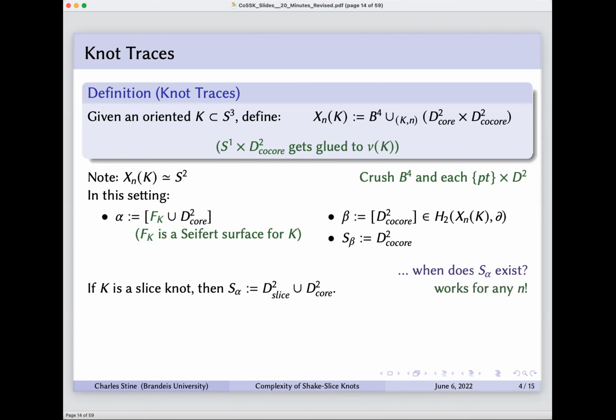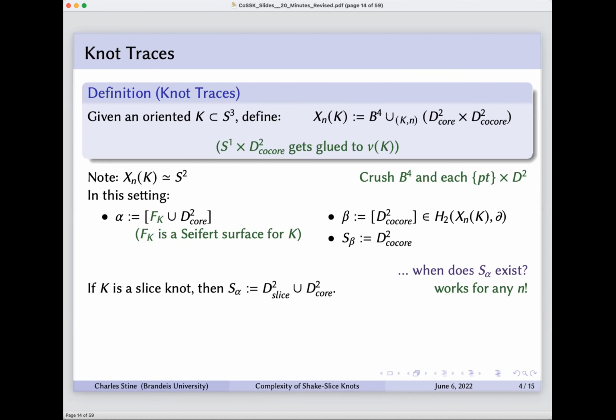So the easiest condition to impose is to make our knots slice. In this case, we get a candidate for S alpha, which is given by a slice disk living in the four-ball and the core disk of the two-handle. And clearly this sphere exists in any knot trace. It's independent of n.